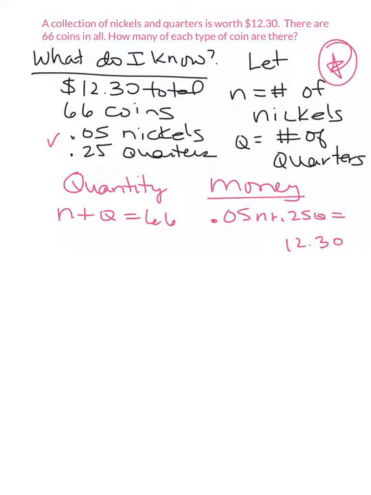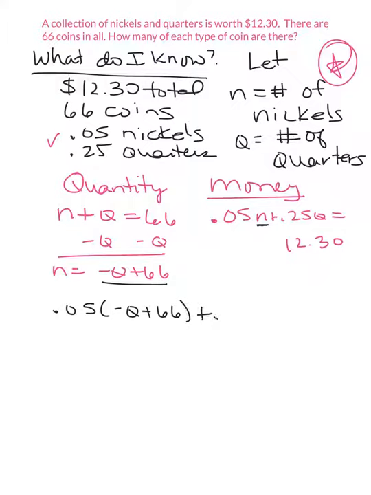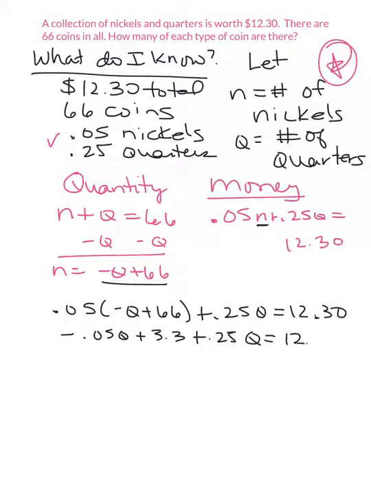Now I could do this with either substitution or elimination. This one I'm going to try using substitution. So I'll get n by itself. n is equal to -q plus 66. And now I'll go to my other equation, and anywhere I see an n, I'm going to plug in that expression. So I get 0.05 times (-q plus 66) plus 0.25q is equal to $12.30. So now I distribute that 0.05, and I get -0.05q plus 3.3 plus 0.25q is equal to 12.3.